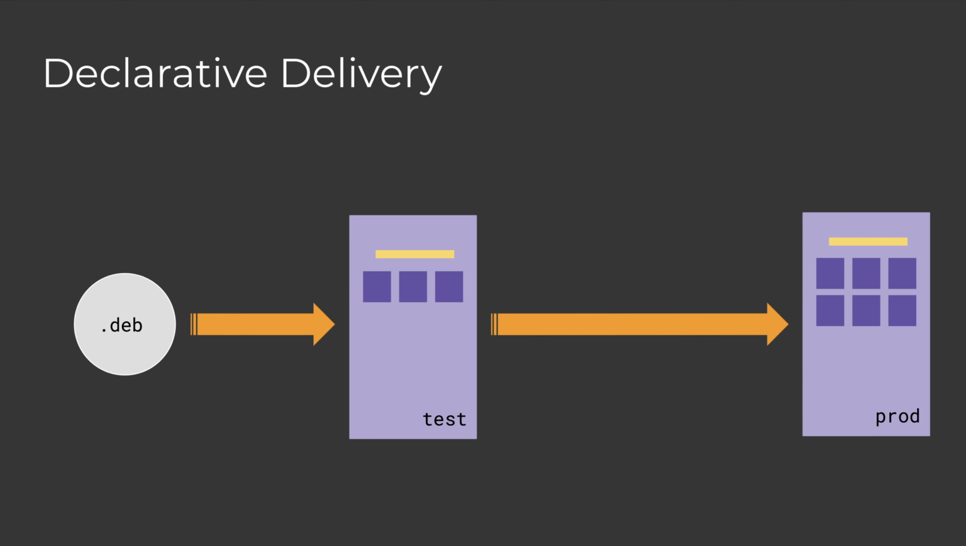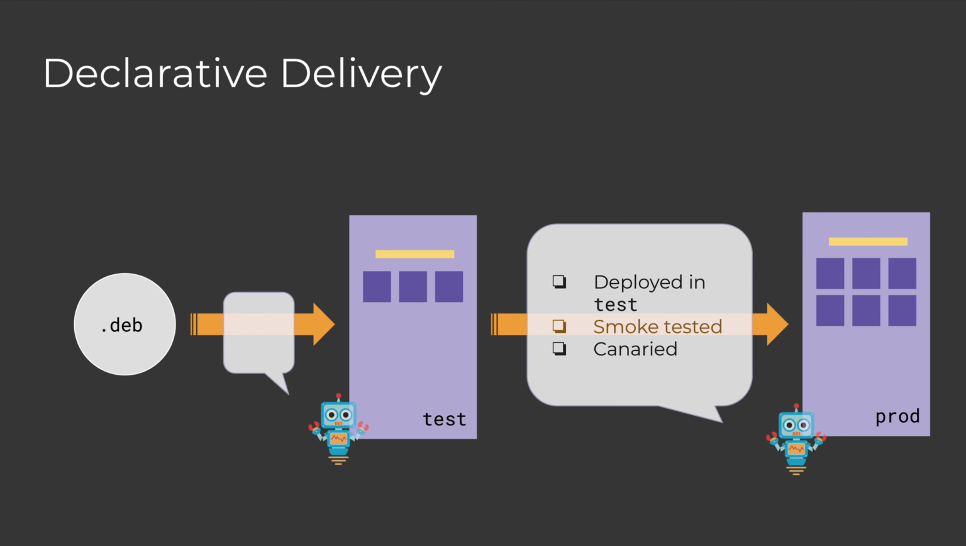So let's walk through this with an example. We have our same Debian as before. We have two environments, test and production. Our test environment has 3 instances and a load balancer, and our production environment has 6 instances and a load balancer. So we express constraints.